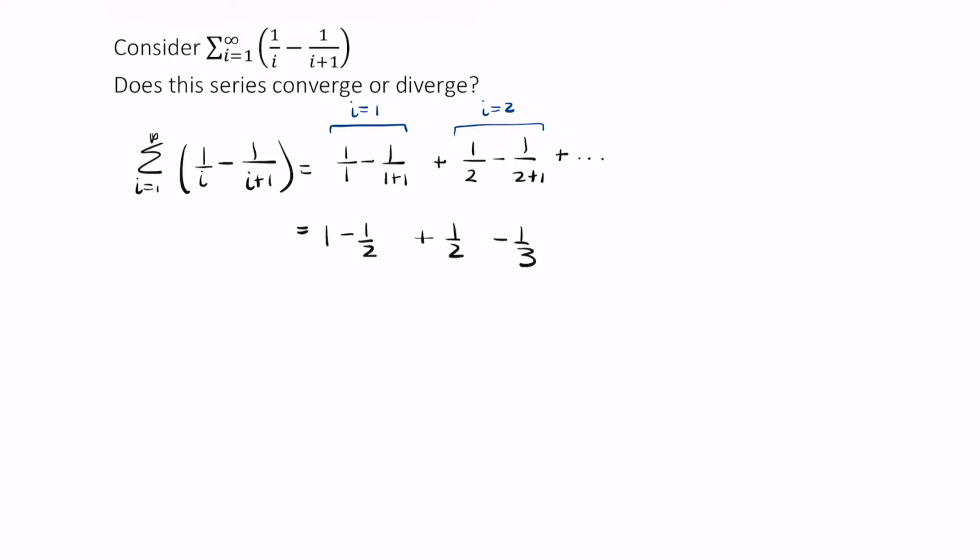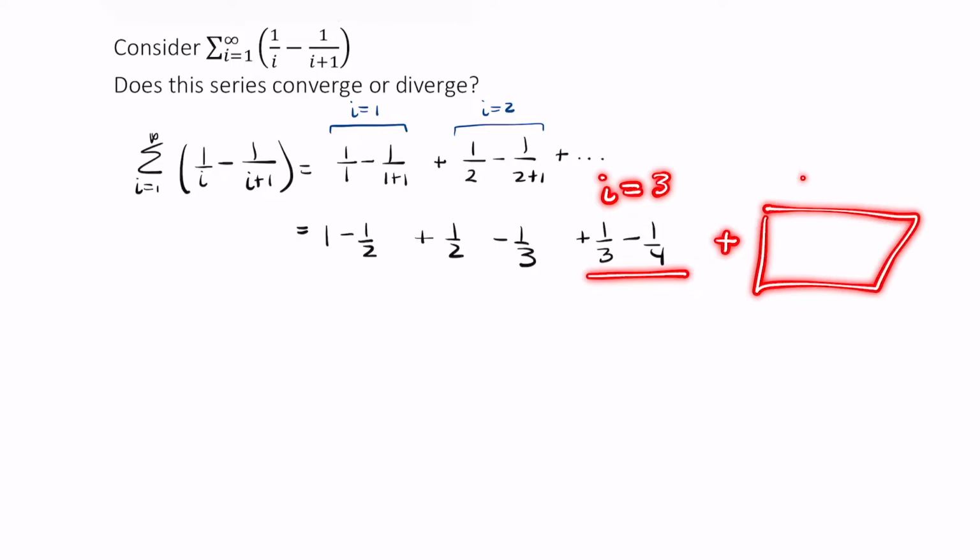The next terms, that is for the i equals 3 term, will be plus 1 third minus 1 fourth. Take a moment and verify that you get the same thing. All right, now that you've verified that you do get the same thing, this is for the i equals 3 term. Pause your video and write out what you get when i equals 4. So pause your video, please, and work that out.